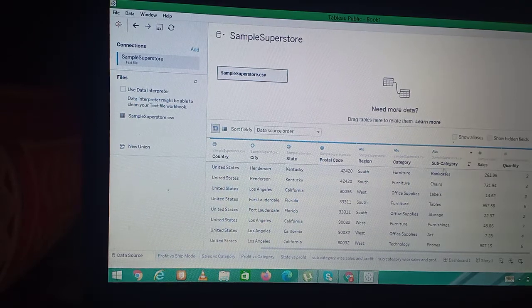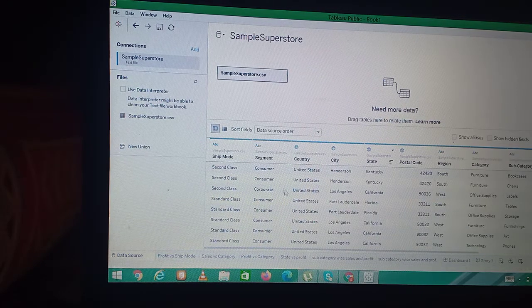And out of those, the subcategories are, see, like chairs obviously come under furniture, bookcases come under furniture. In those categories there are subcategories. So these are the things that they are selling. They're also selling phones, which come under technology. So like that, they are selling in different states of the United States, and they have certain ship modes also. There are 3 or 4 ship modes: first class, second class, same day.